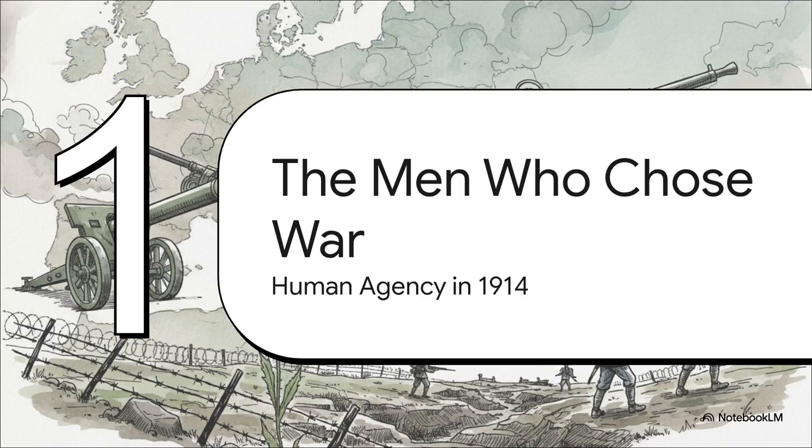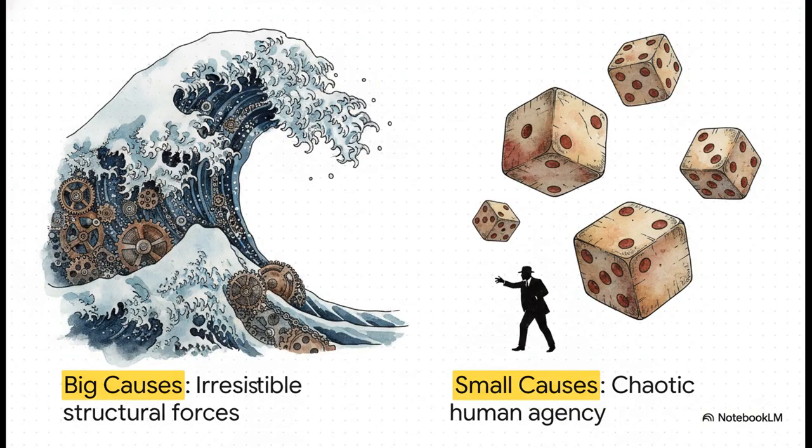Part 2. The Men Who Chose War. Let's look at human agency in 1914. To really grasp why this all happened, we have to look at the stark contrast between viewing history as an unstoppable automated machine versus the frankly terrifying reality of human agency. Instead of focusing solely on those massive structural causes, modern historical analysis points us toward small causes. We're talking about the specific, chaotic, and often panicked decisions made by extremely isolated individuals acting on their own fears.